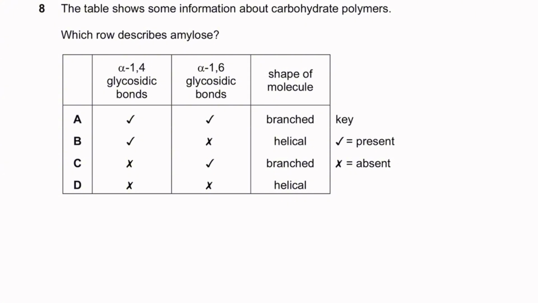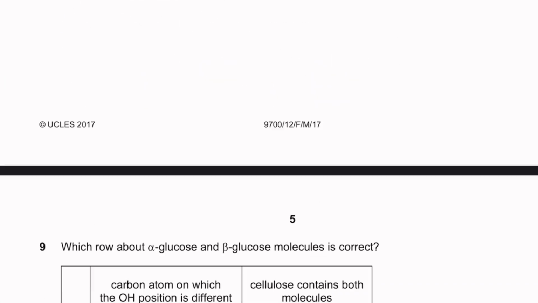The table shows some information about carbohydrate polymers. Which row describes amylose? Okay, amylose is supposed to have 1,4 alpha-glycosidic bonds and 1,6 alpha-glycosidic bonds will be in amylopectin because it's branched. However, amylose is not branched, and therefore this is right. Shape of the molecule is helical, that is true, and therefore the answer is B.